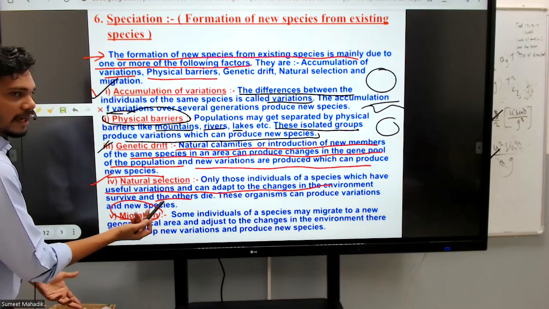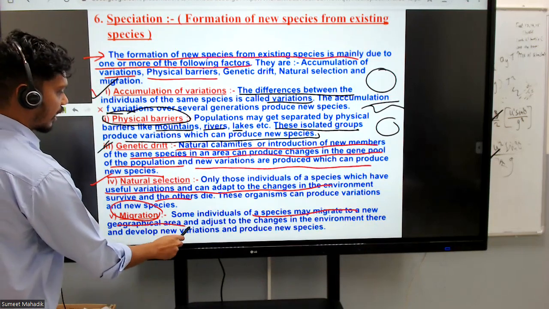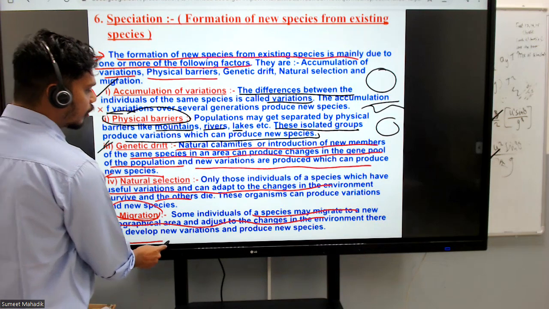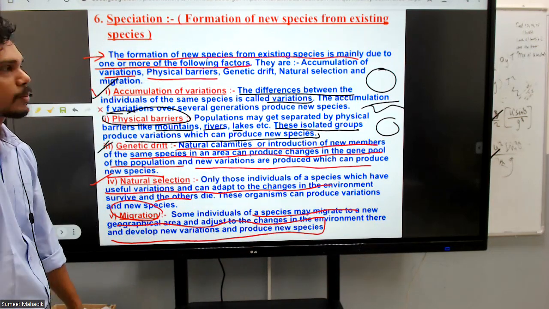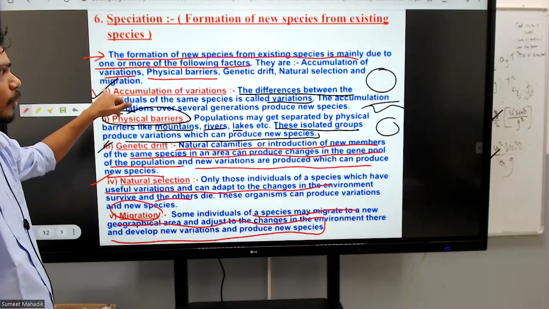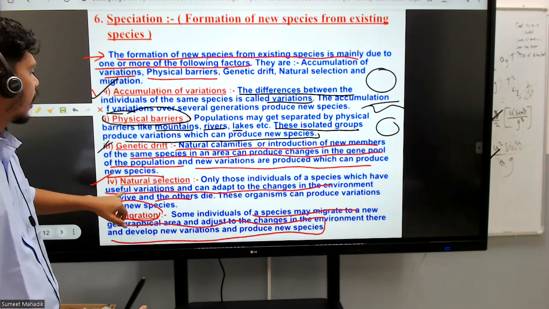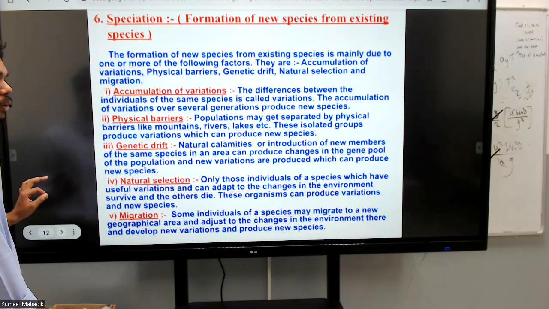Now migration. You know migration. Some individuals of the species may migrate to a new geographical area, adjust to the changes in the environment there, develop a new variation and produce a new species. So speciation is the formation of new species. It includes accumulation of variation, physical barrier, genetic drift, natural selection and migration. So this point is very clear to you.